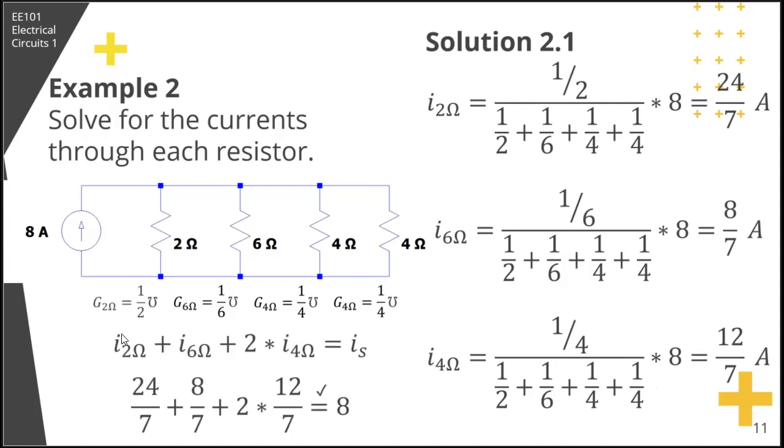That is I2 ohm plus I6 ohm plus the two I4 ohm, which should be equal to the source current. So if we test it, it is indeed equal, right? 24 plus 24, that's 48, plus 8, that's 56, divided by 7, so we get 8. So 8 is equal to 8. So equal. Okay.